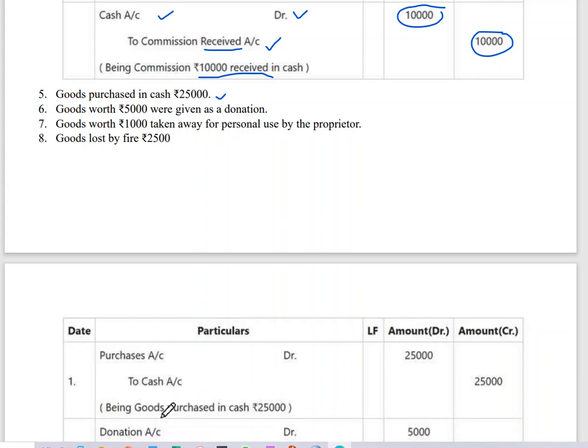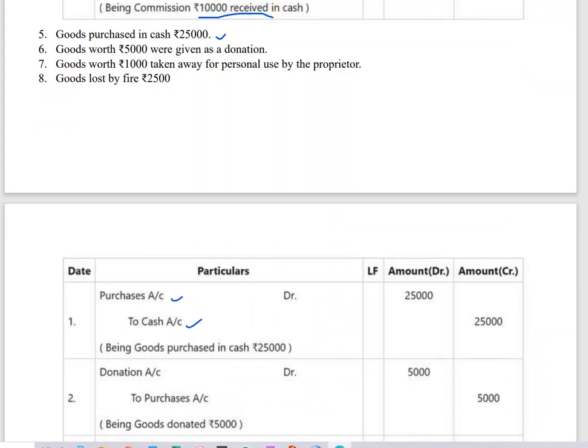So here business goods are purchased in cash. Purchases is an expense and cash is an asset. When expenses increase, that should be debited. When the asset decreases, when we are purchasing something, we are paying the cash, the asset decreases, that should be credited. So the amount of 25,000 rupees is debited here for purchases and 25,000 rupees is credited for cash. That is the transaction, being goods purchased in cash.